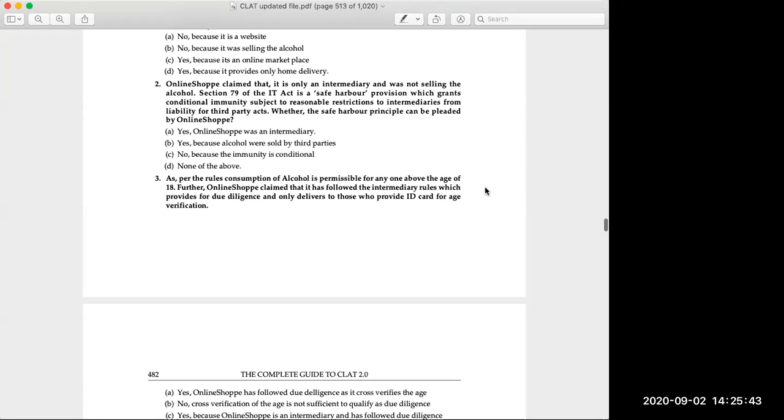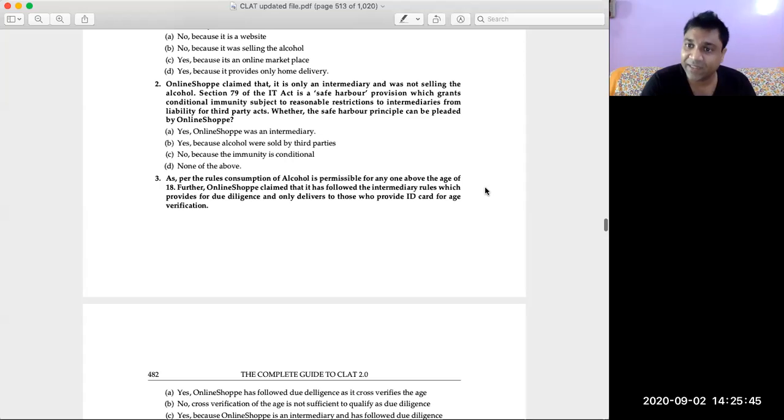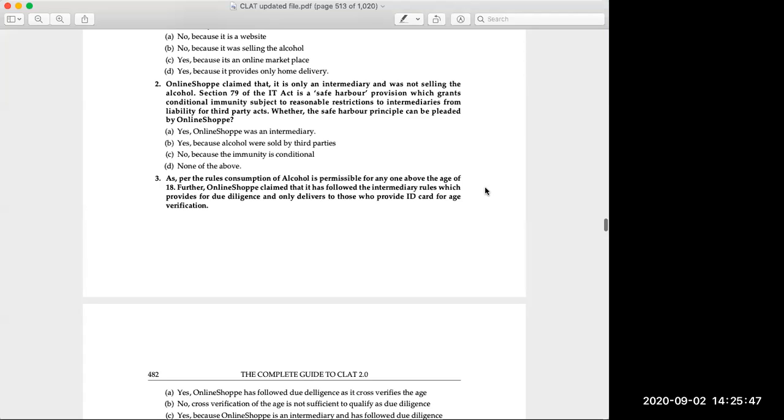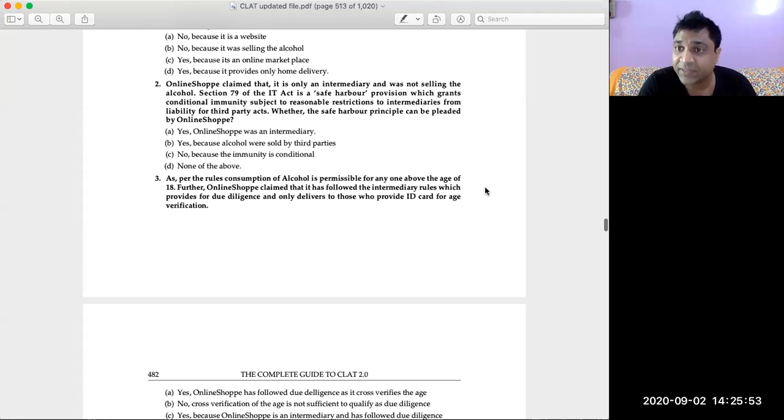We will go to the no, because until and unless. But there's a none of the above also. So what about that? Because it has been mentioned conditional immunity. If it had not been mentioned, then it would have been none of the above. Then I can't say for sure. But it has been mentioned that there are certain conditions, and clearly there's an omission here that the conditions have not been mentioned. That is why it will be no.